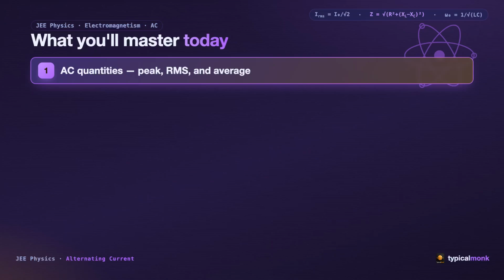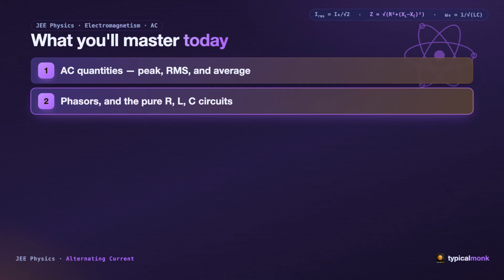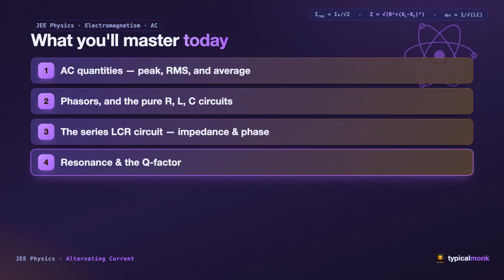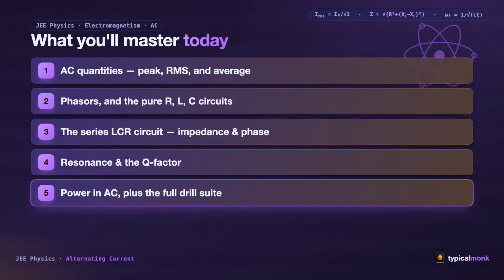Here is what you will master today. First, the AC quantities: peak, RMS, and average. Second, phasors and the pure resistor, inductor, and capacitor circuits. Third, the series LCR circuit, impedance and phase. Fourth, resonance and the Q factor. And fifth, power in AC plus the full drill suite, one idea at a time.